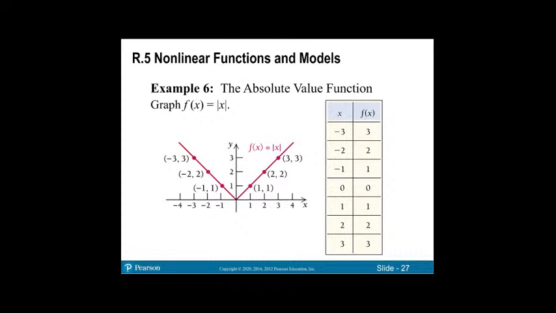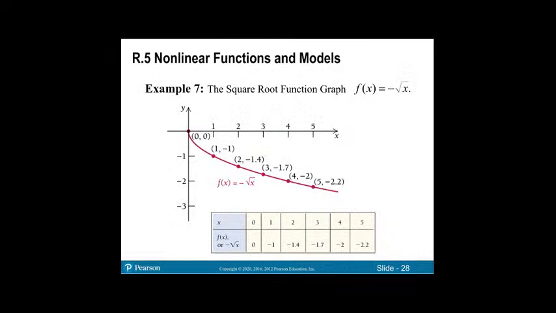So, graphing the absolute value of x. Absolute value is just the positive distance away from 0. For instance, when x is -3, the absolute value of -3 is 3. The absolute value of -1 is 1, and so on. So you take those x values, find the corresponding y's, and plot the points. Absolute value makes a V-shaped graph, right?